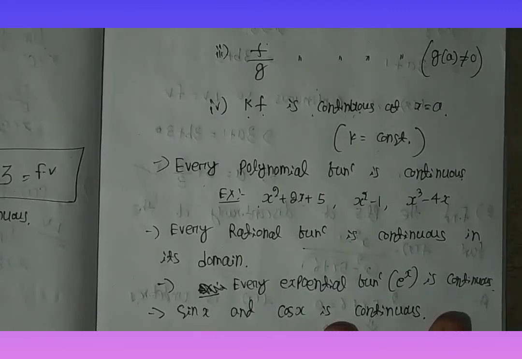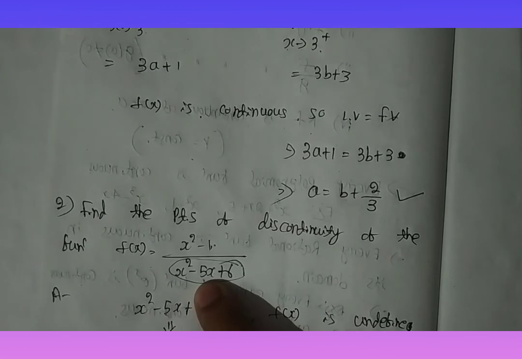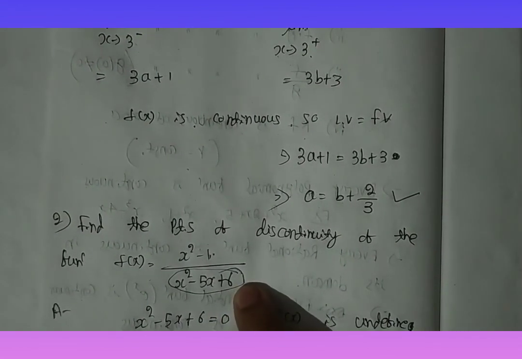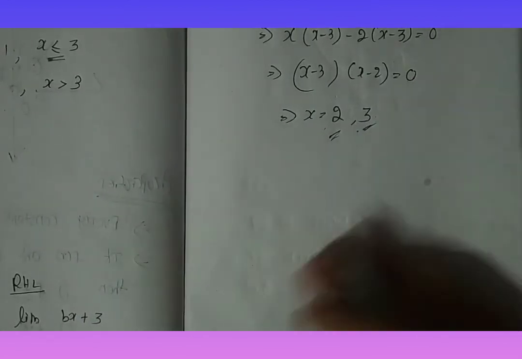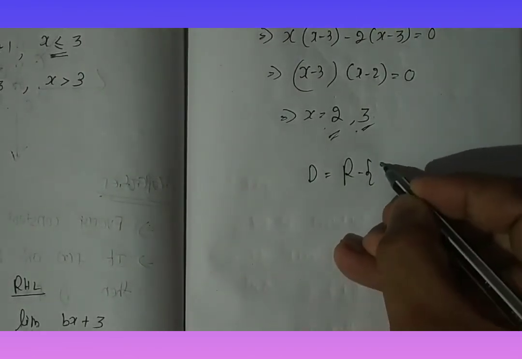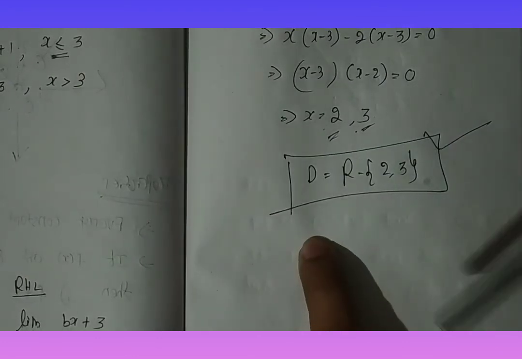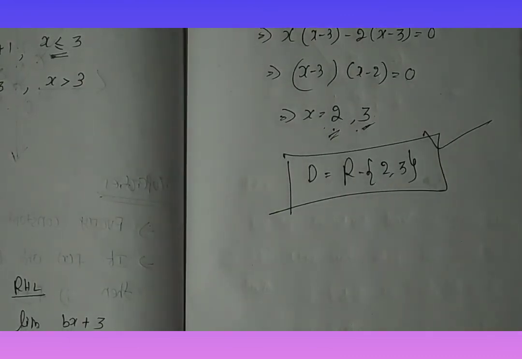Now back to our property. Every rational function is continuous in its domain, and this is a rational function, not a polynomial function, sorry. This rational function is continuous in its domain. At these 2 points, the function is not continuous. That means the domain of the function is R minus 2, 3. And in its domain, this rational function is continuous. At these points, this function is discontinuous.